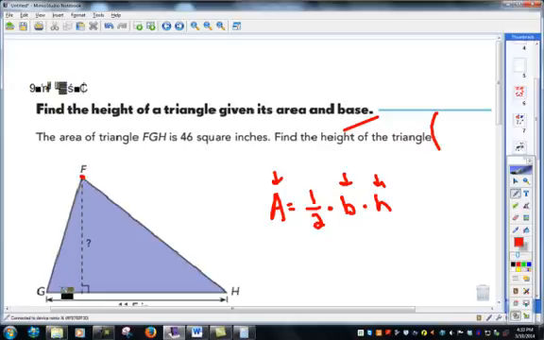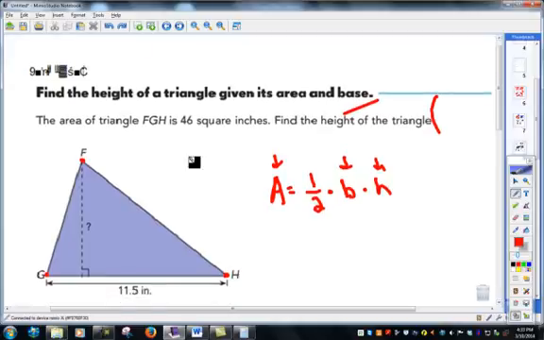So that would be point F, point G, and point H. And when they say triangle FGH, that's just how they talk about the whole shape. So this right here would be considered side FG. This would be considered side GH, and so on. Okay? So just so you've heard that.